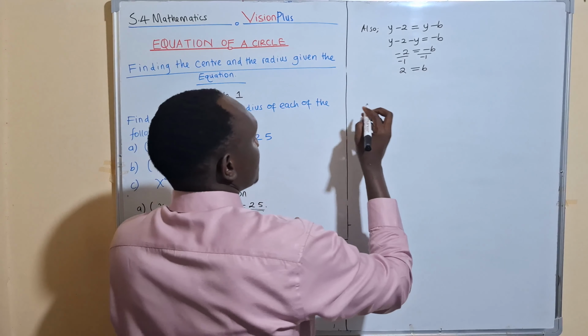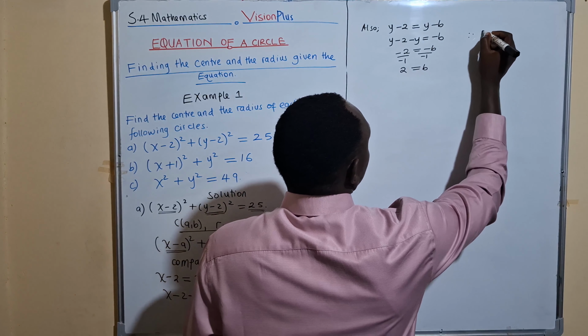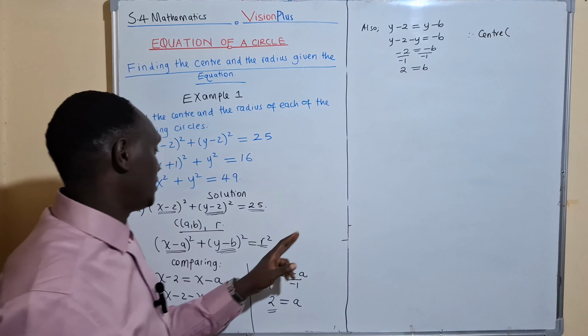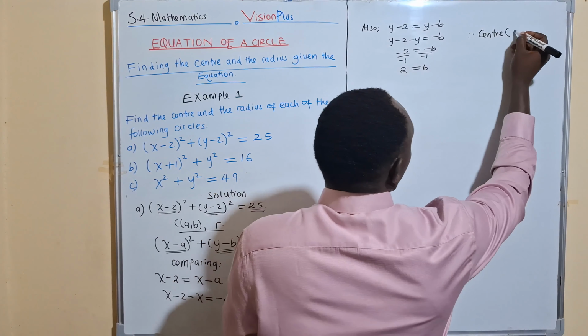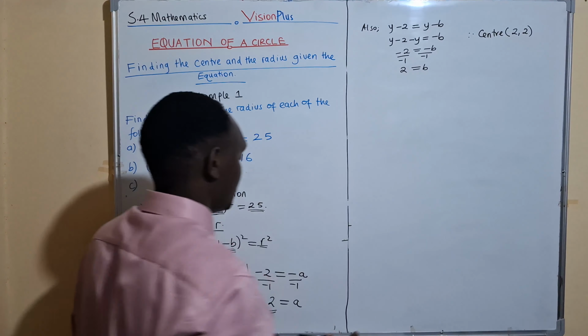So the center is A and B. A is 2 and B is also 2. So the center is (2, 2). These are the coordinates of the center.